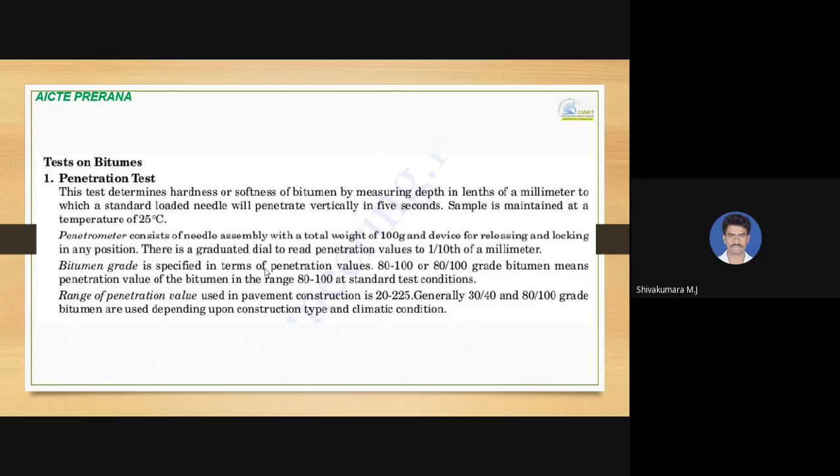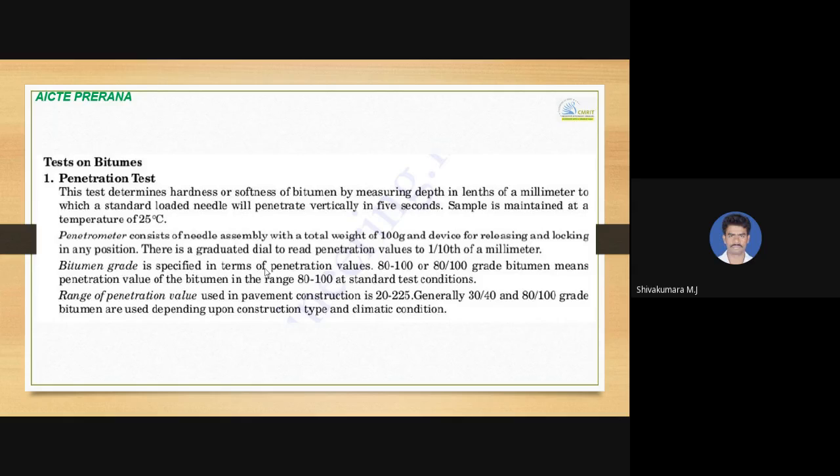So here, first we take the bitumen and heat it to a pouring temperature. We have a cup, we pour it inside and allow it to air dry for a duration of 30 minutes, and it should be kept in water for a duration of 60 minutes before testing. Then keep this specimen below the needle and bring the needle down until it touches the top surface of the bitumen, and allow the needle to penetrate inside the bitumen for a duration of 5 seconds. Note down the depth of penetration. That is expressed as the penetration value.